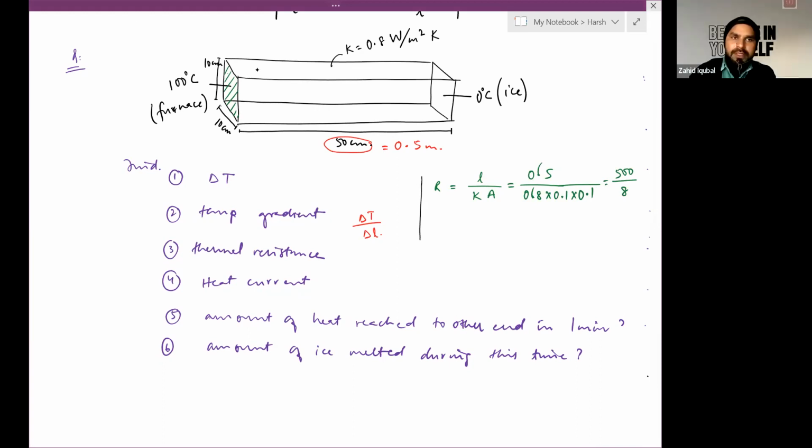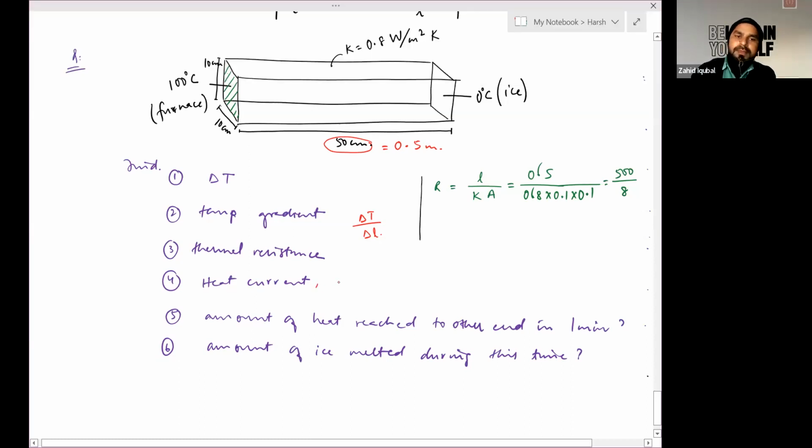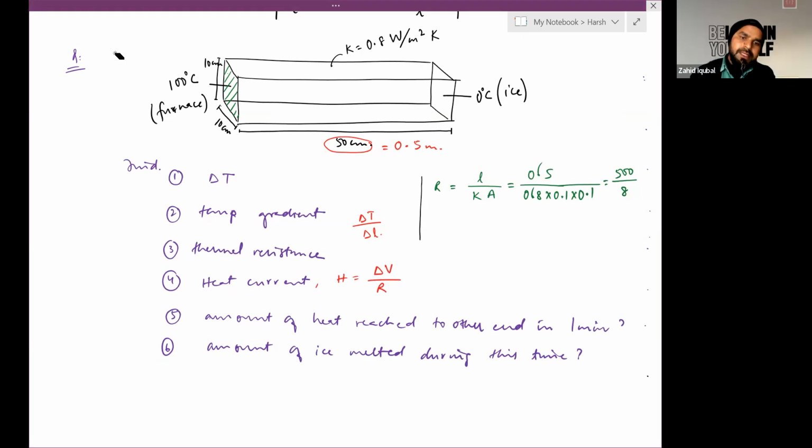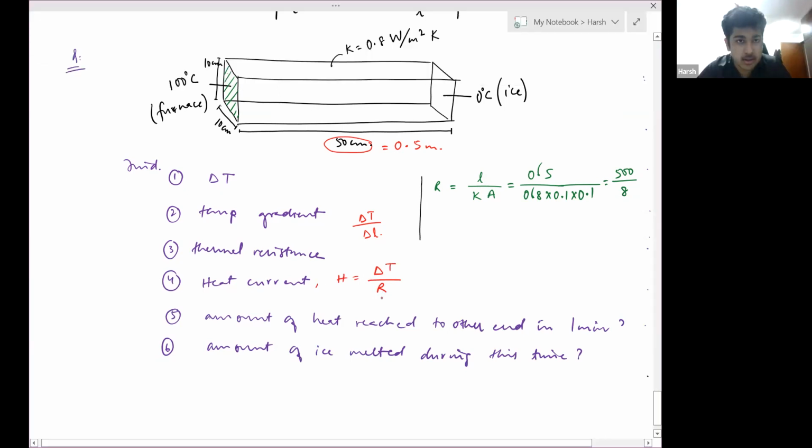Tell me the formula of heat current according to Ohm's law. Current is equal to voltage difference by resistance. In terms of voltage, in this part we have temperature difference. So it will be delta T divided by R.